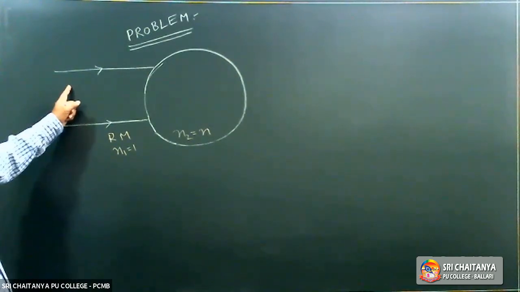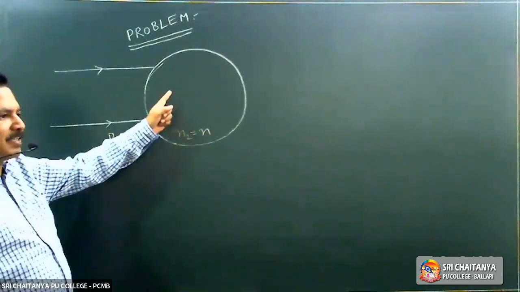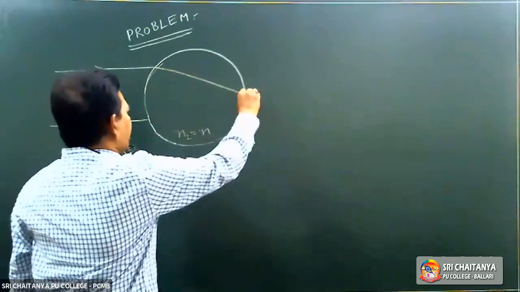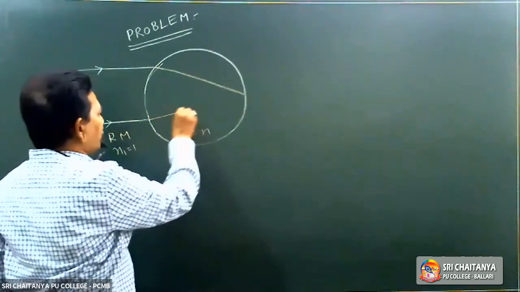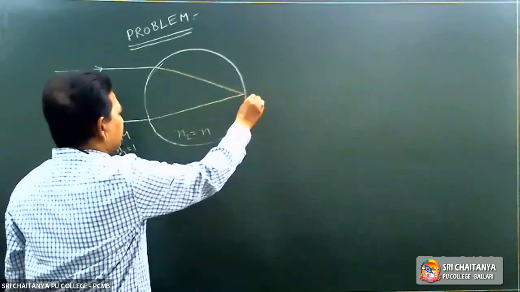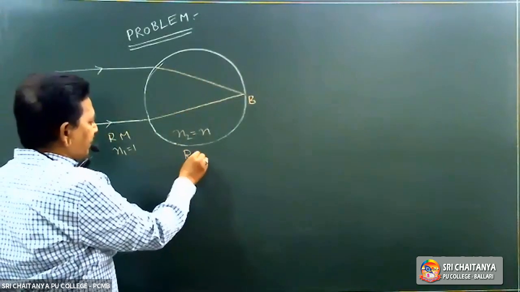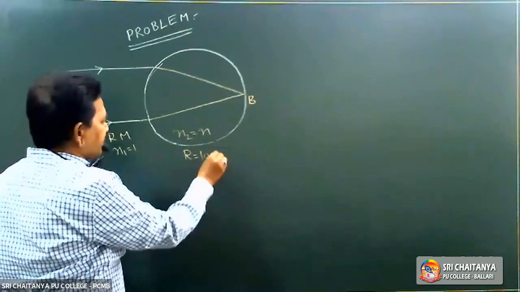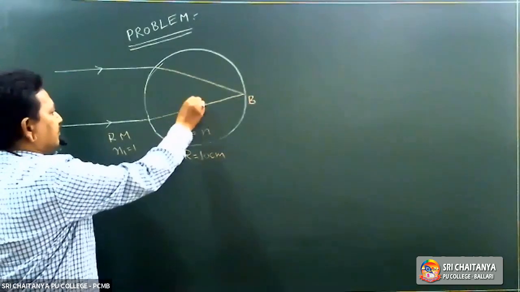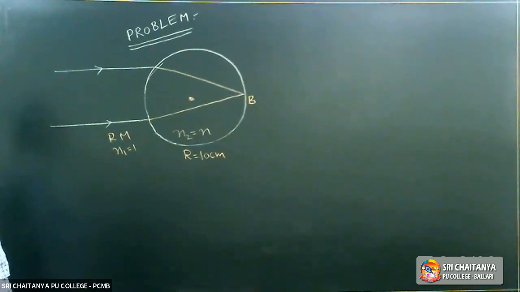The object is at infinity. The light rays are coming and fall parallel onto the glass surface. After refraction at the first surface, the light rays are going to meet exactly at the point B. The radius of curvature of the sphere is 10 centimeters. You are asked to find out the refractive index of the sphere.